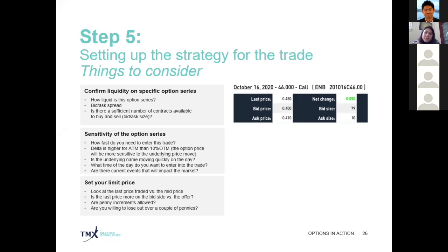What are the other things you're going to consider? So there's a sensitivity of the option series. How fast do you need to enter into this trade? You also want to consider the delta. The delta is higher for at the money than a 10% out of the money call option. What that means is the option price will be more sensitive to the underlying price move if, say, for example, you had a $44 strike price. So as you get further out of the money, the lower the delta will be. You want to also consider, is the underlying name moving quickly on the day? I think we're seeing a lot of movements these days, and there's a lot of market impacts that are affecting the underlying stocks as well. So I think that's something to consider.